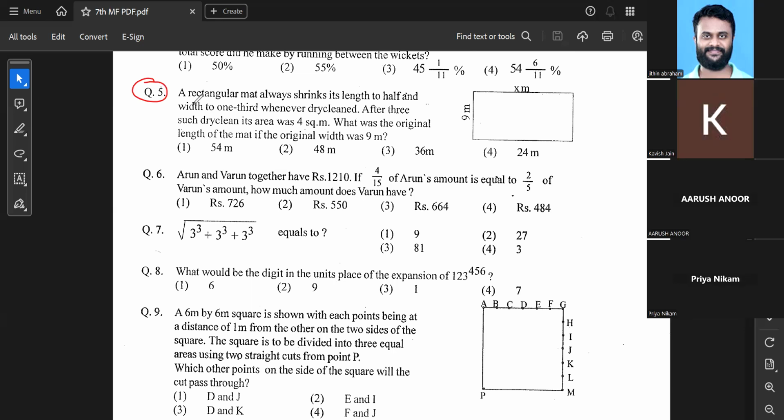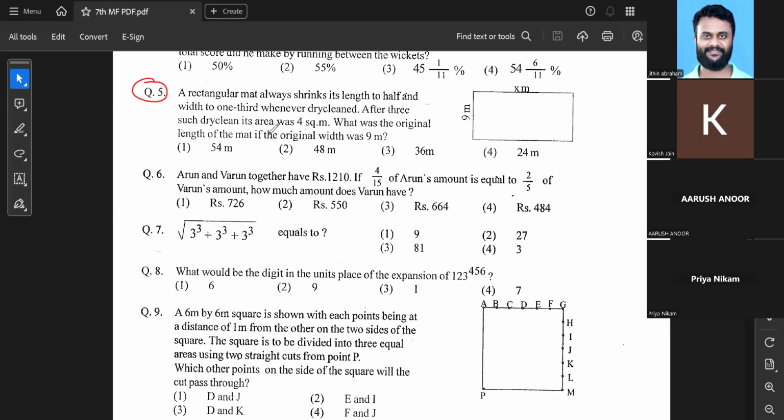Let me just read the question and analyze. If it is solvable, we'll solve. If it is not, we'll skip and proceed further. We'll not waste much time on the wrong questions. Just to understand the procedure, we'll discuss something. A rectangle mat always shrinks its length to half and width to one third whenever dry cleaned. After three such dry cleans, the area was 4 square meter. What was the original length of the mat? The original width was 9 meter.